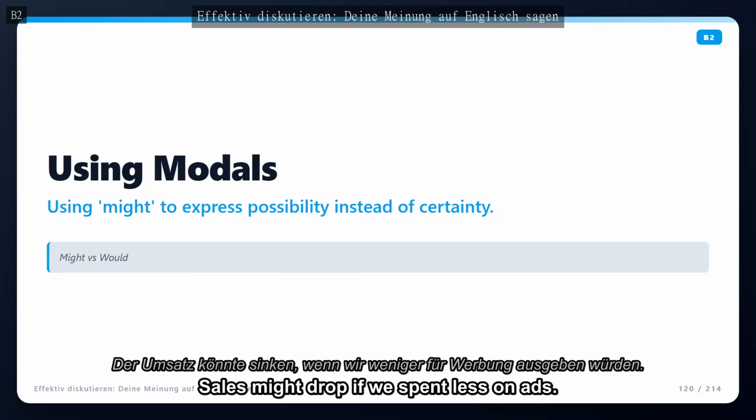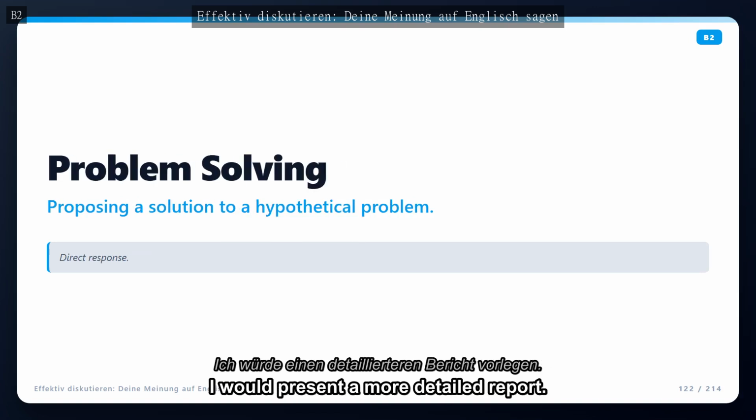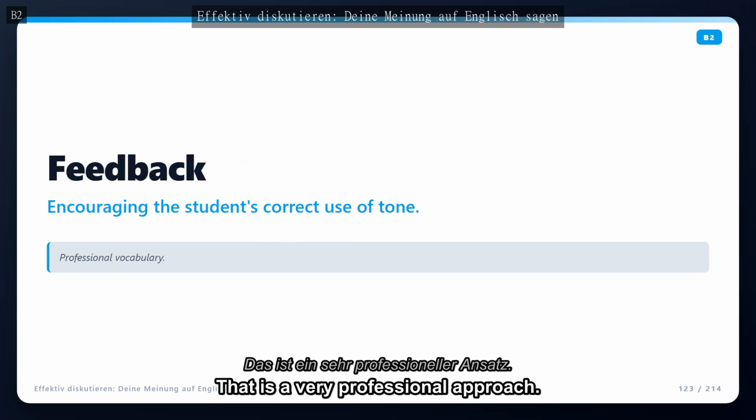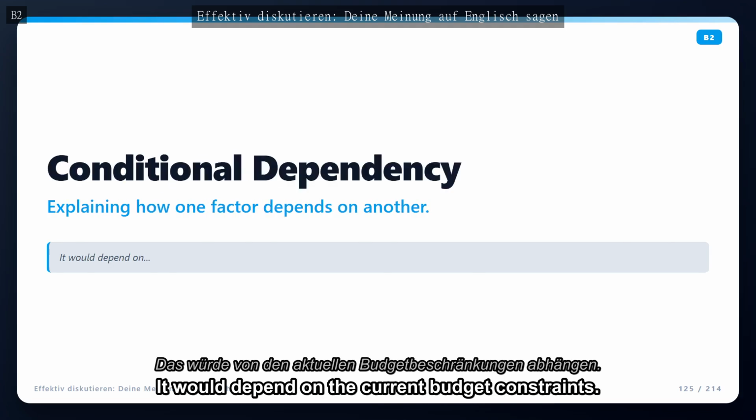Sales might drop if we spent less on ads. What would you do if the board disagreed? I would present a more detailed report. That is a very professional approach. Would it be better to hire a consultant? It would depend on the current budget constraints.